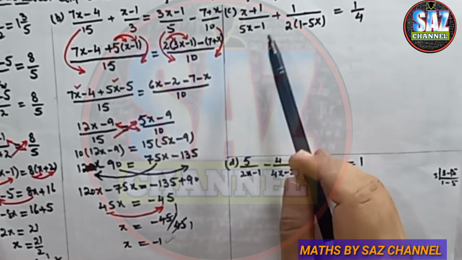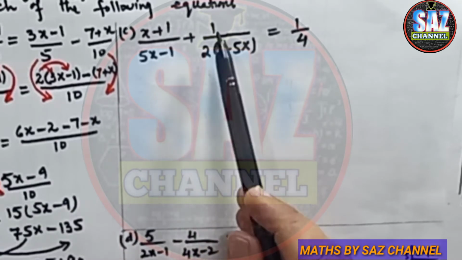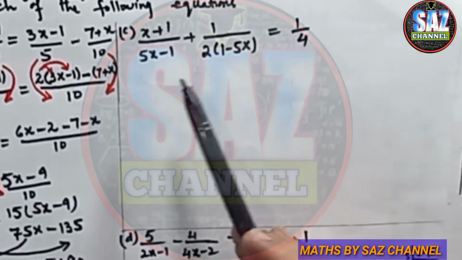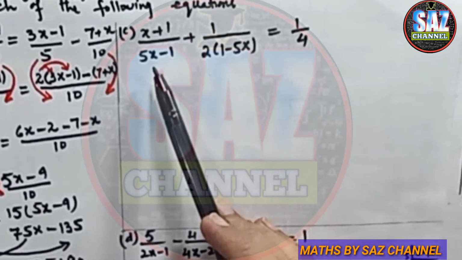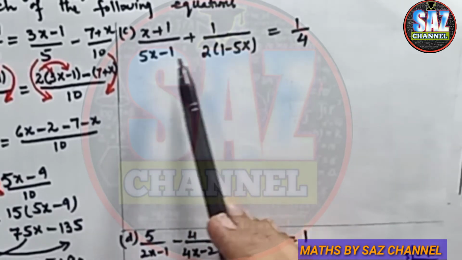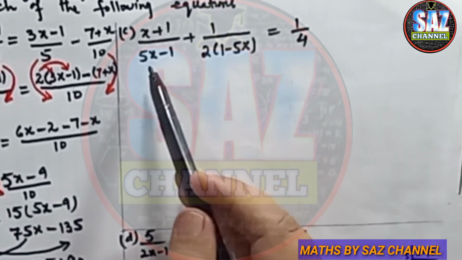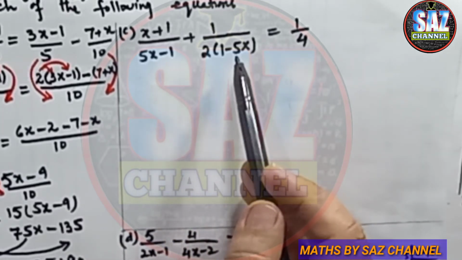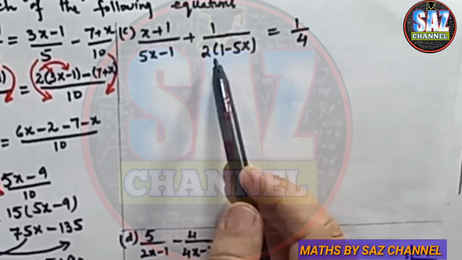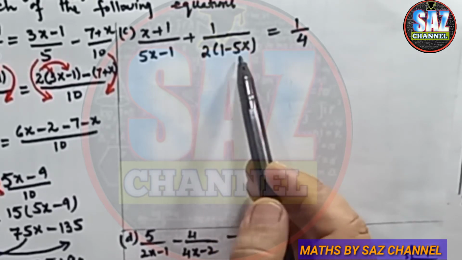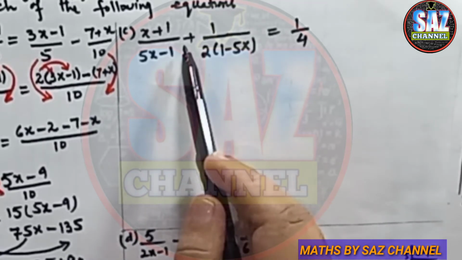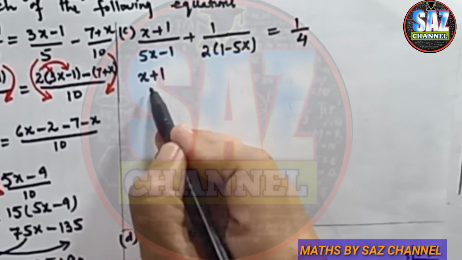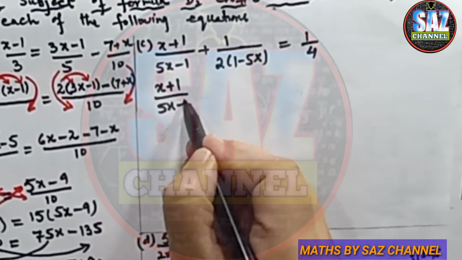Next question is (x plus 1) upon (5x minus 1) plus 1 over 2 into (1 minus 5x) equals 1 by 4. If we look at the denominators of both the fractions, we can see that somehow both the denominators are the same, but the first denominator has 5x positive, but the second has 5x negative. So what we have to do, we have to make these two terms the same. What I will be doing, I will be extracting the minus sign out, and we have done a lot about this in the previous lessons. The equation will take the form (x plus 1) upon (5x minus 1).